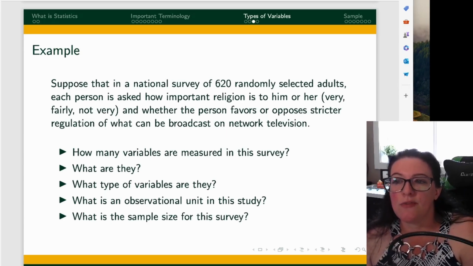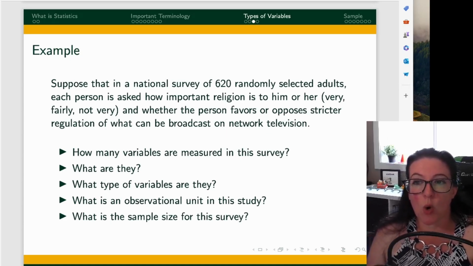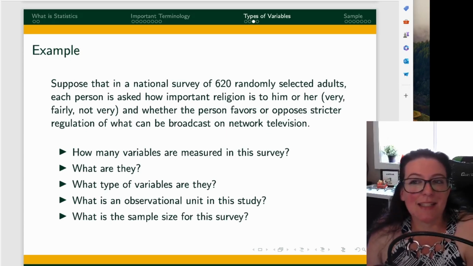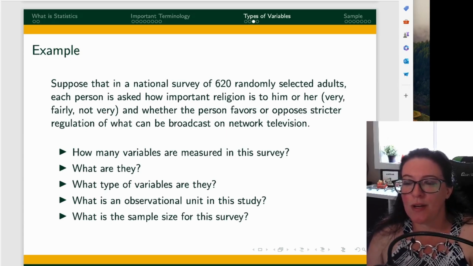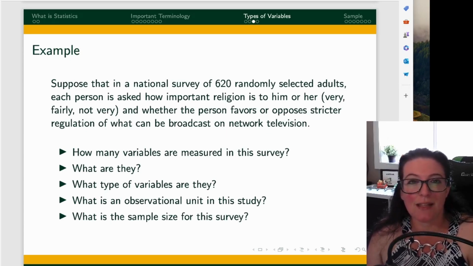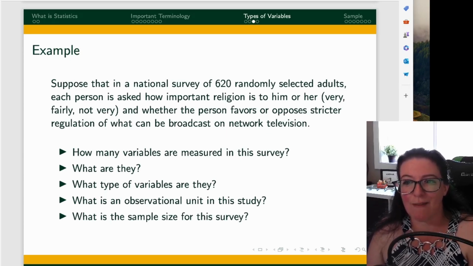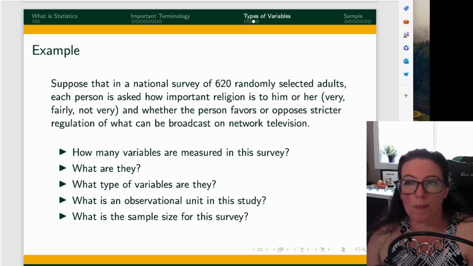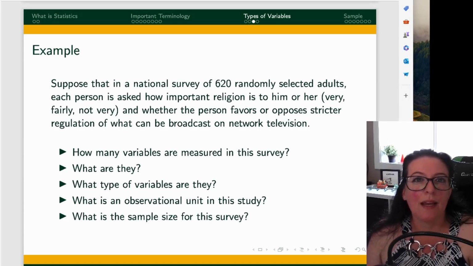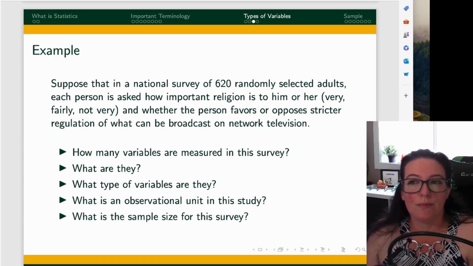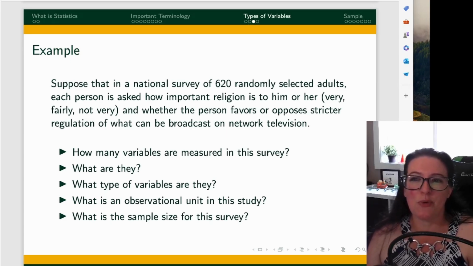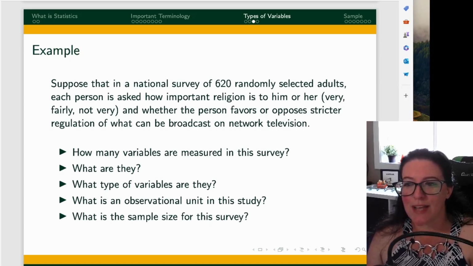Now, if we look at these variables, we can talk about whether they are quantitative or qualitative. And in this case, the first one is how important religion is. That's going to be ordinal. That's going to have ranking to it. And the second is whether they favor or oppose. That's going to be simply yes or no, for or against, just two, in terms of that dichotomous variable. Then we have two categories, our nominal data.